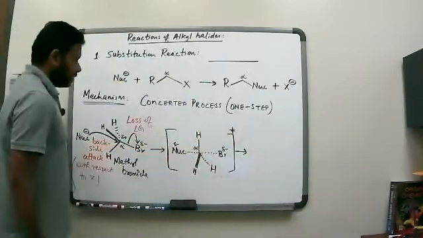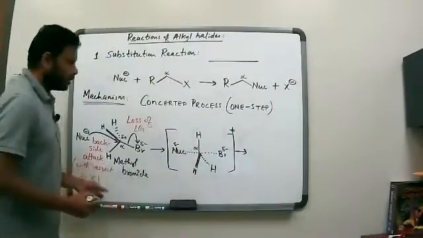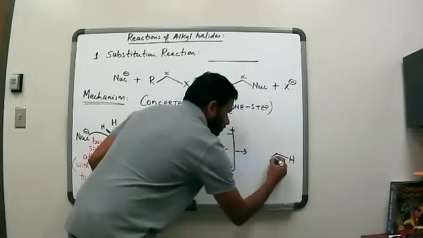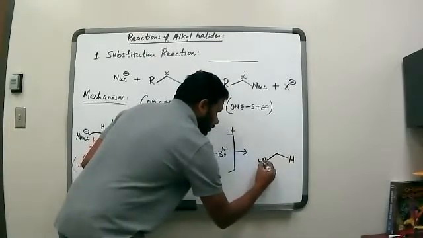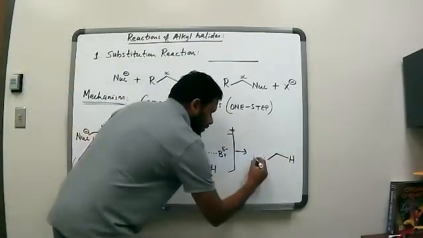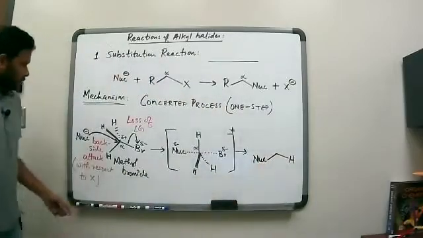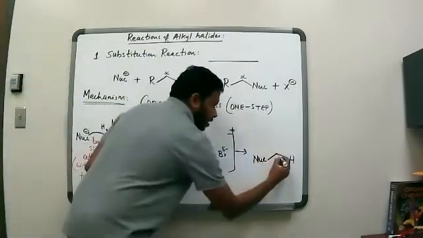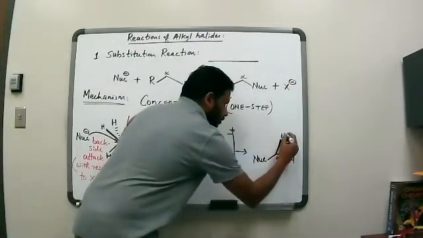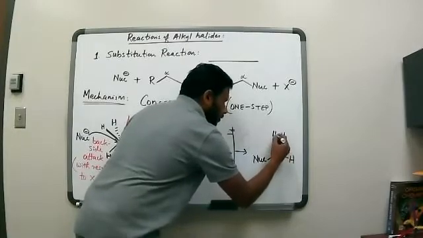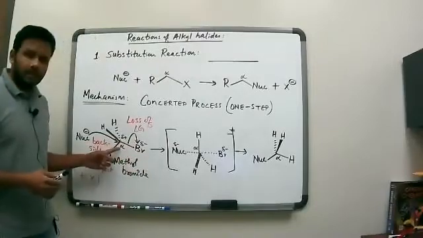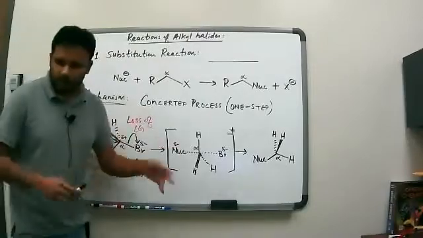And this finally leads into our product, where the nucleophile is connected to the alpha carbon, and the tetrahedral center flips over in some sense.